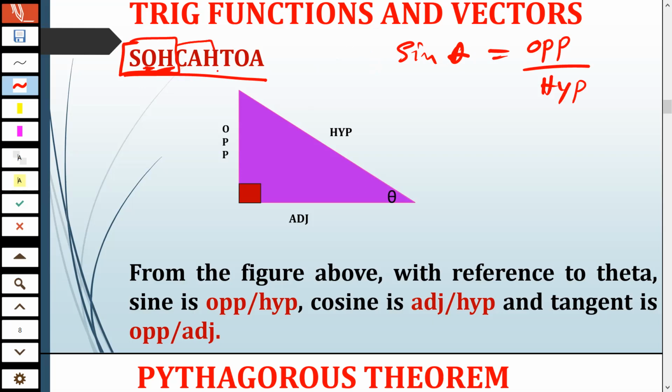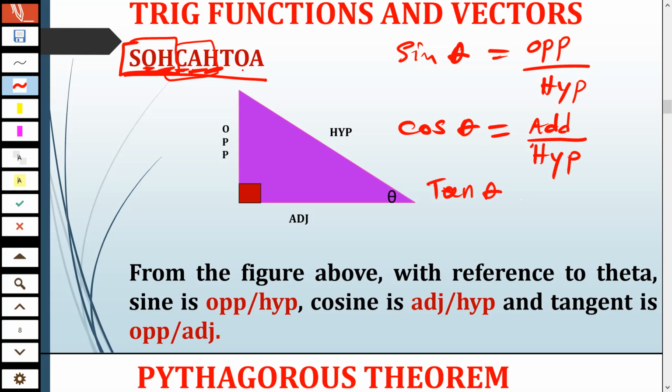Then CAH means cos. The C stands for cos. So when we are talking about cos theta, we get the adjacent over the hypotenuse. And then TOA: the T stands for tan theta, the O stands for the opposite, and the A stands for the adjacent.